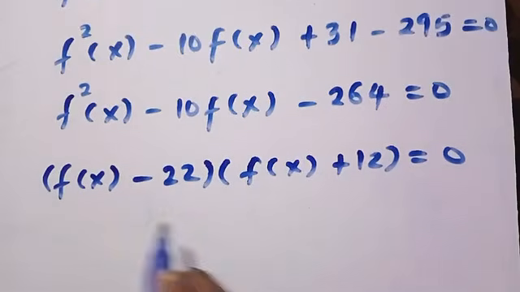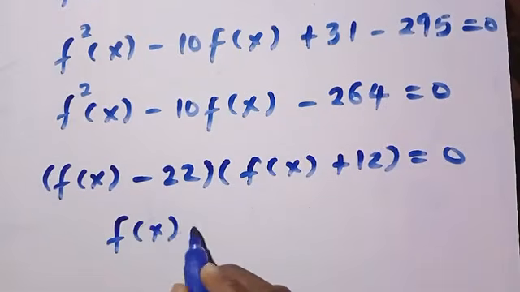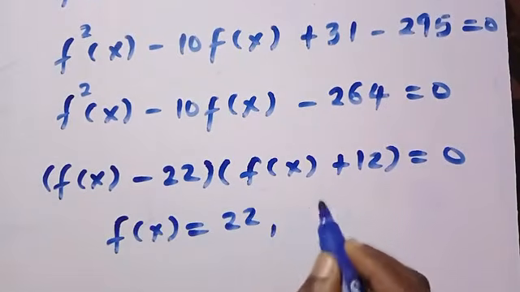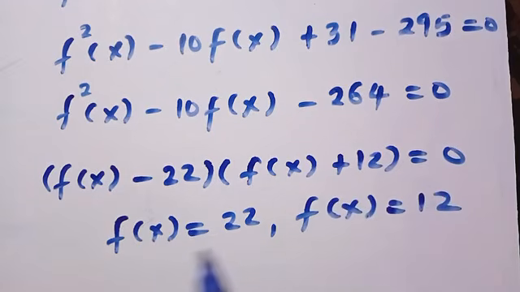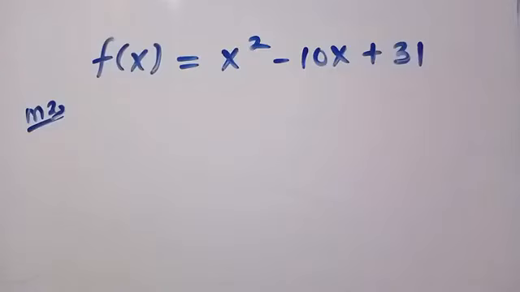Then after getting this, we are going to have f of x equals 22 and f of x equals 12. So since we have gotten this, we just take it back to f of x as we did in the first method, and we get the same answer. Let's see method 3. For method 3, this is the simplest of the methods I've applied from the beginning.